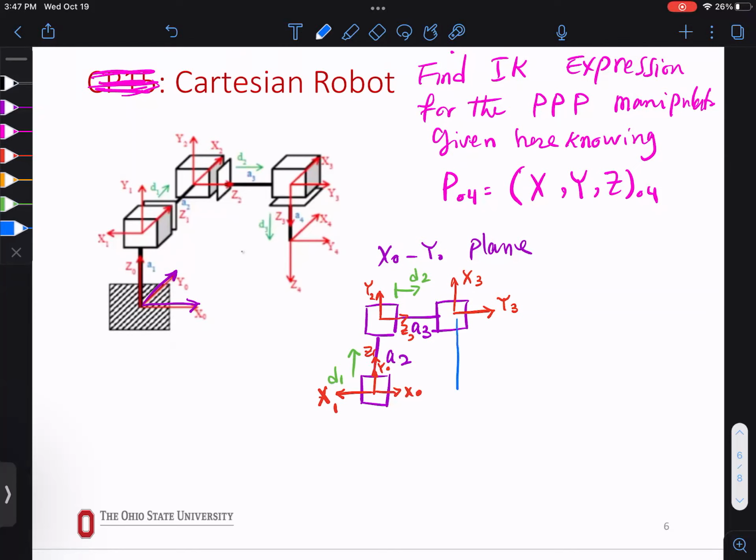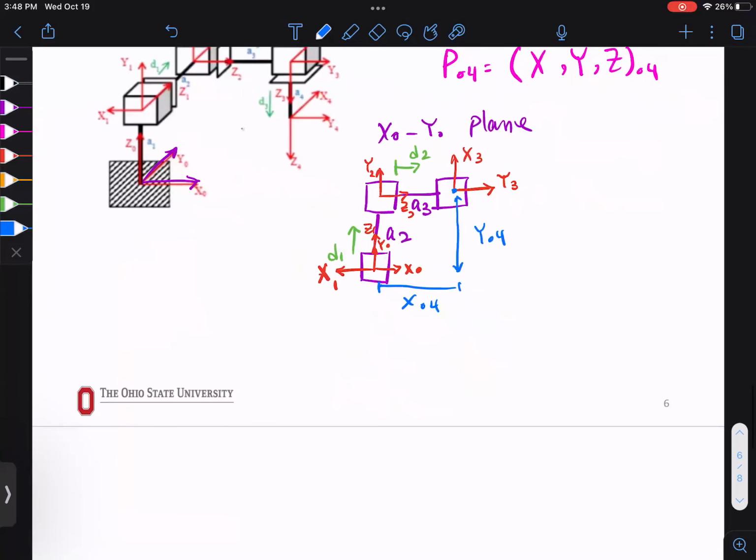I know this is Y04. This is X04 because why? Because my end effector is right underneath, so it will be the same. So the relationship would be X04 is A3 plus D2. Y04 is A2 plus D1.